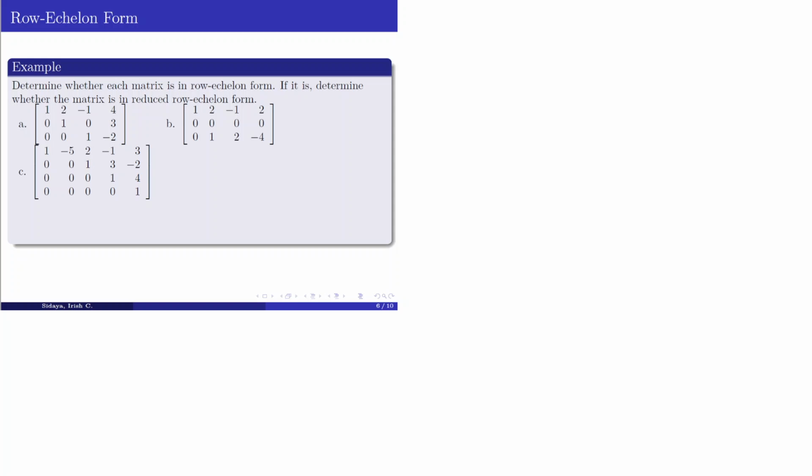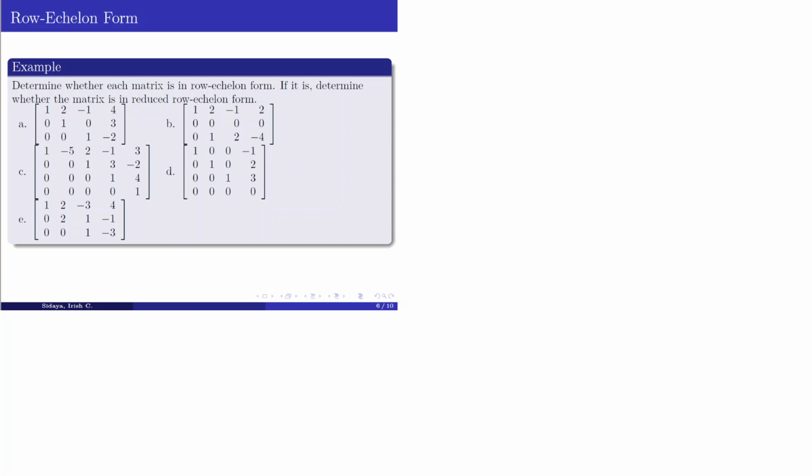Next, this matrix is in row echelon form and in reduced row echelon form. Notice that the entries above and below each leading one are zeros. So this leading one, we have zeros below it. We have a leading one here, and above and below this entry are zeros. Also for this one. So this one is again in reduced row echelon form.